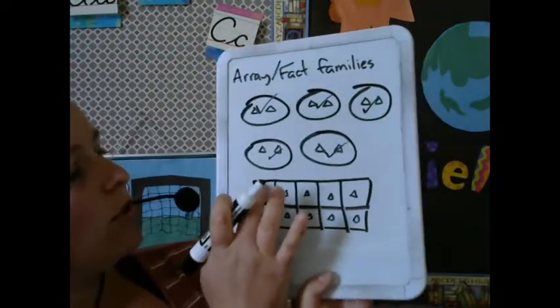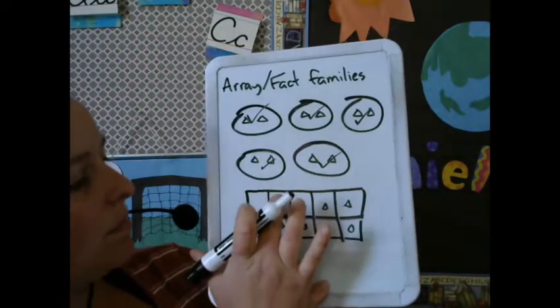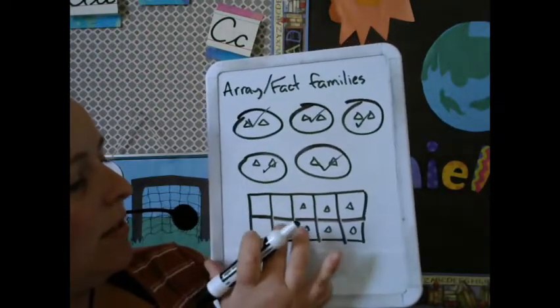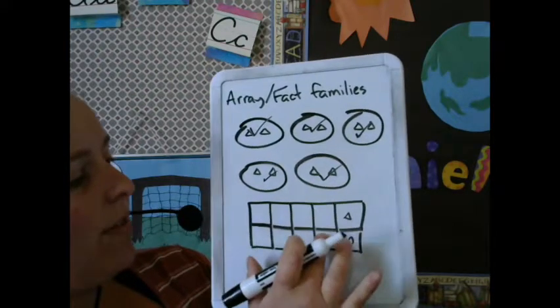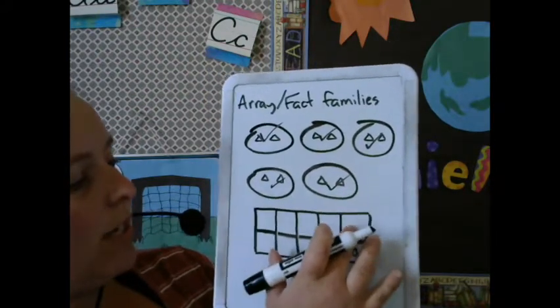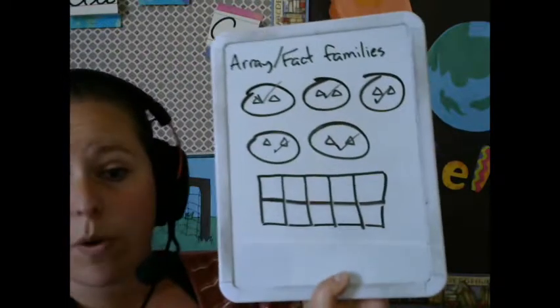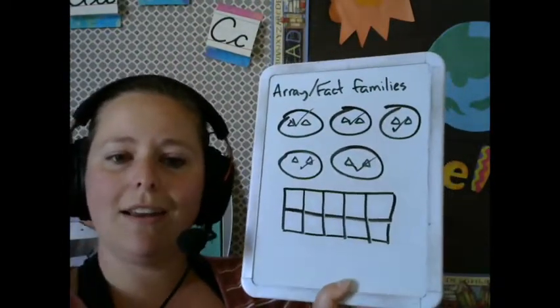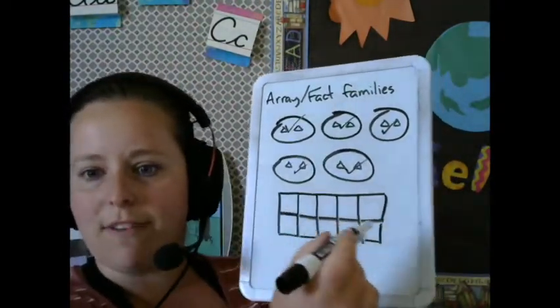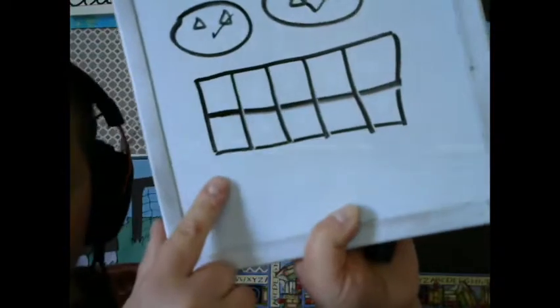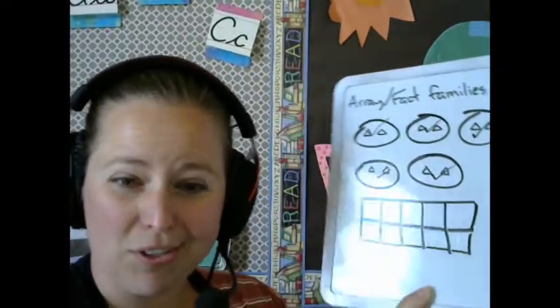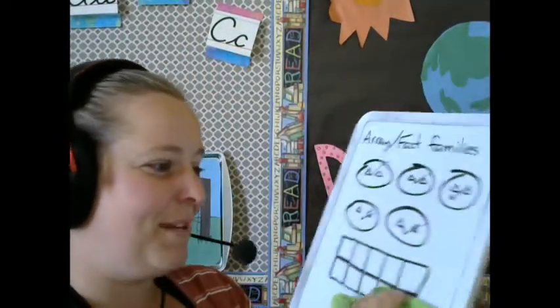You do not have to draw the triangles in it. Sometimes it will actually give you a grid and ask you to color it in. It'll just have a bunch of squares and say color in this, so you'd color in 5 across, 2 down, just like that. That's what an array is. It kind of looks like part of a fence to me.